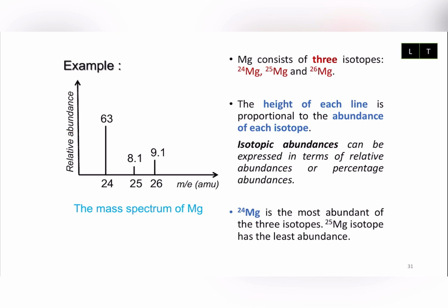Now, if you want to describe the mass spectrum from this graph, the first point is that magnesium-24 has the highest line. It means that magnesium-24 is the most abundant of the three isotopes. However, magnesium-25 has the shortest line, so it is the opposite of magnesium-24. Magnesium-25 has the least abundance. This is how you describe the mass spectrum of isotopes, depending on which element you get in the question. For the next video, we are going to look at how to calculate the relative atomic mass from the mass spectrum.